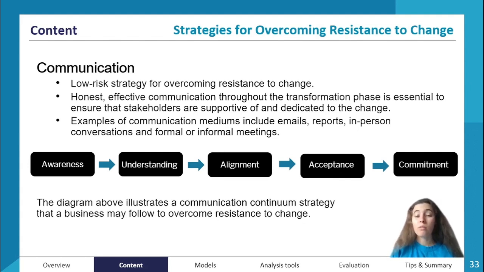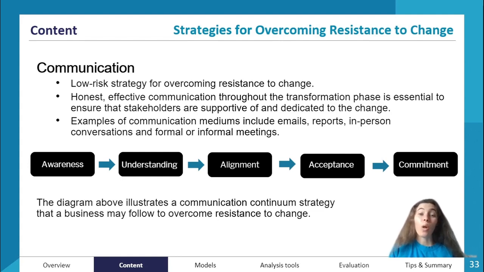And some examples of communication mediums that you can use, just all the regular ones. So, emails, reports, in person conversations, formal or informal meetings. So, bringing people together to talk about how they feel about the change, and to try and work with them to get them to understand what the change is. So we can see in this diagram here, we've got the communication continuum strategy that a business can use.